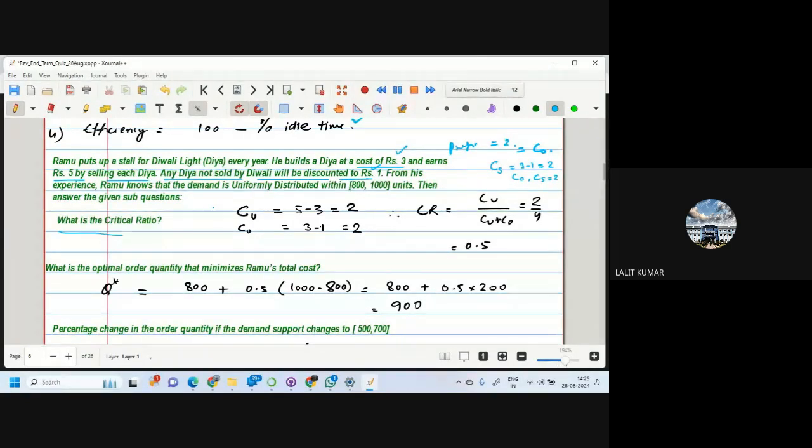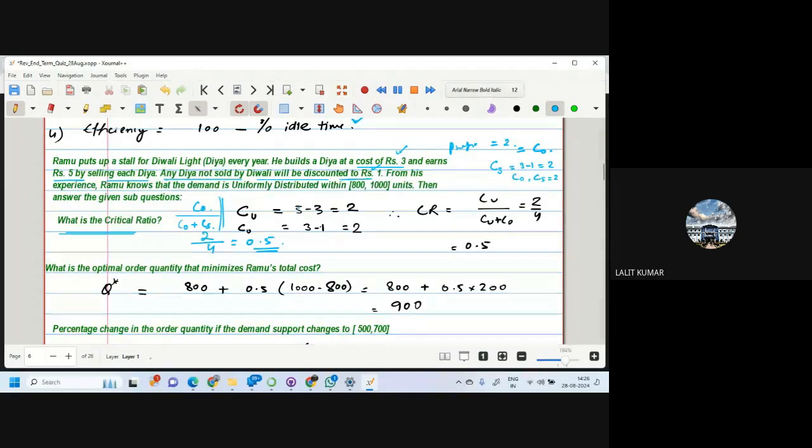So what is the critical ratio? Critical ratio formula is CO divided by CO plus CS. Whatever you want to write, CS, CC, whatever, till the time you understand. So this will become 2 divided by 4, which is equal to 0.5.